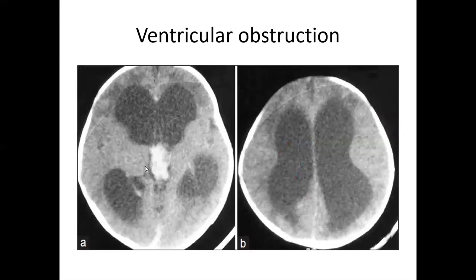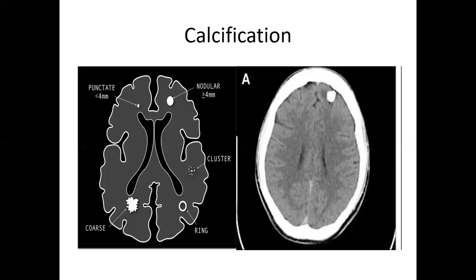Some lesions in the third ventricle, or going to the ventricular aperture, cause outflow obstruction and dilatation of the ventricles. So we have to see whether there is ventricular outflow obstruction or not.